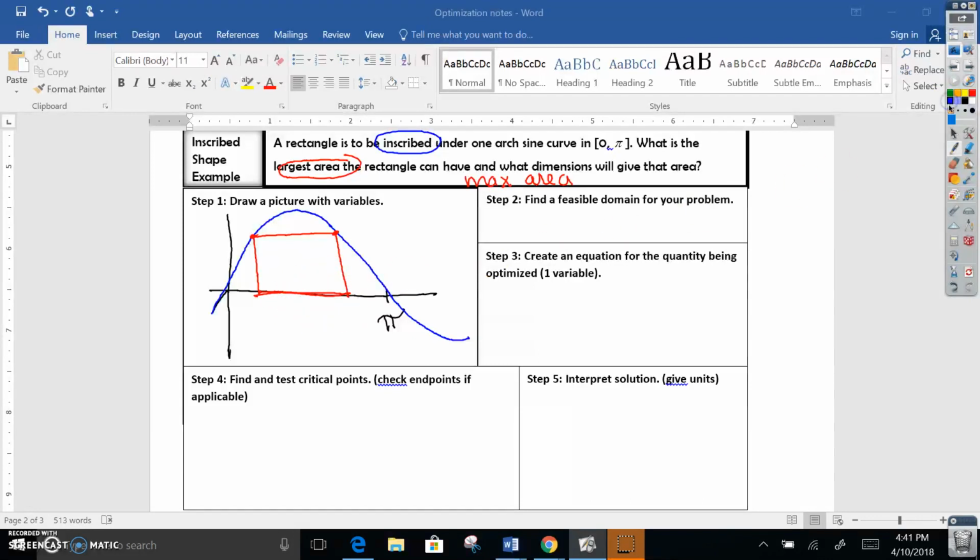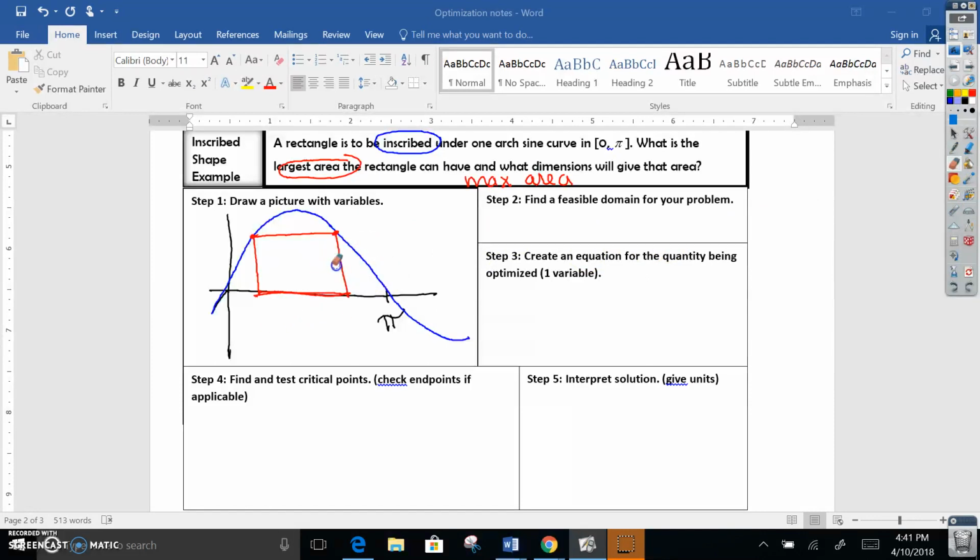So let me use my blue. Well, let's use a different color, green. So the first thing I want you to understand is that the temptation is just to say, hey, this is X and this is Y. But it doesn't work quite like that.